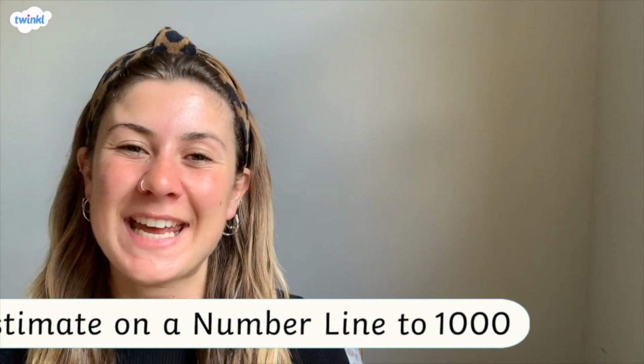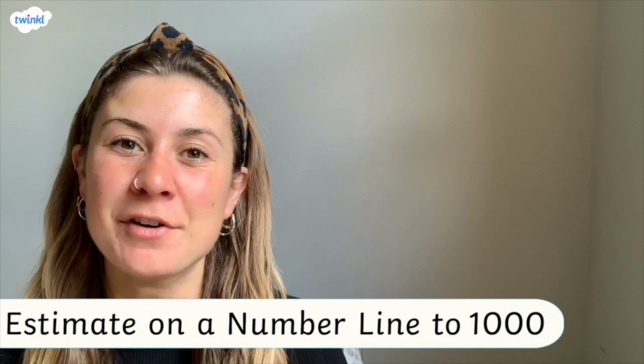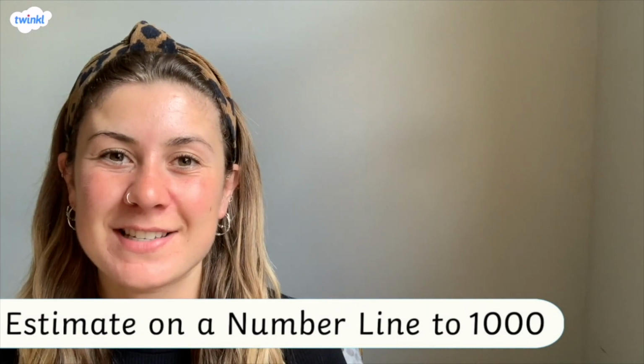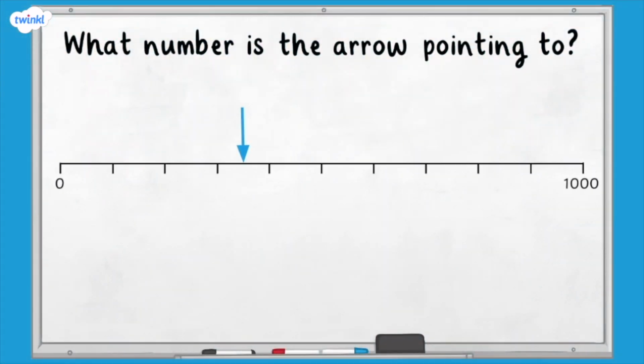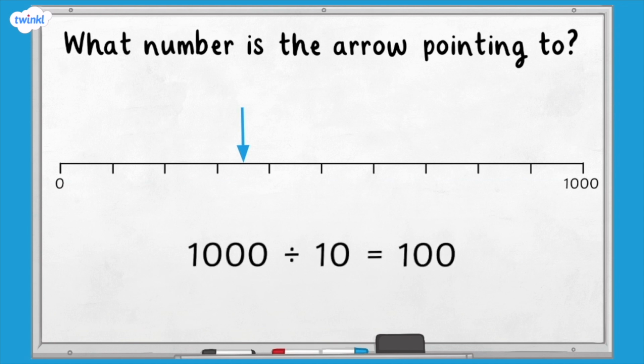This video is here to help you with estimating on a number line up to 1000. Let's start by looking at a number line with the divisions marked on it. This number line starts at 0 and it ends at 1000. There are 10 intervals, so we need to divide 1000 by 10 to find out how much each interval is worth.